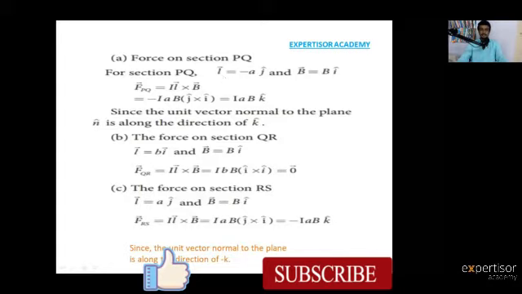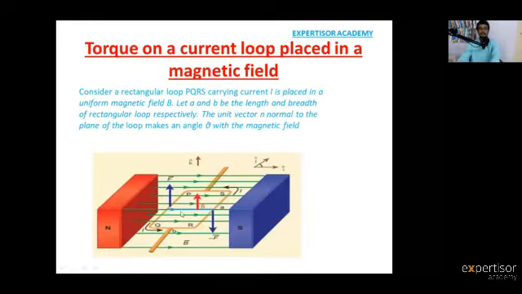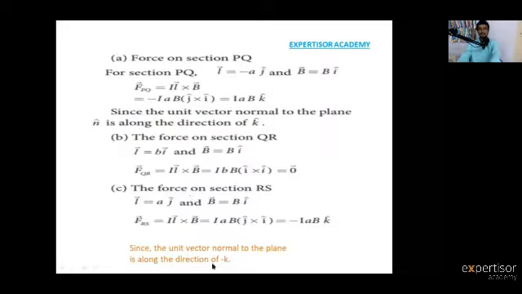Force on section PQ. For section PQ, the length is equal to minus a j cap, and the magnetic field is equal to B. See the picture. At PQ, the length is equal to small a, because the length of PQ is equal to the length of the PQRS rectangular coil, that is equal to minus a. The magnetic field is equal to B.